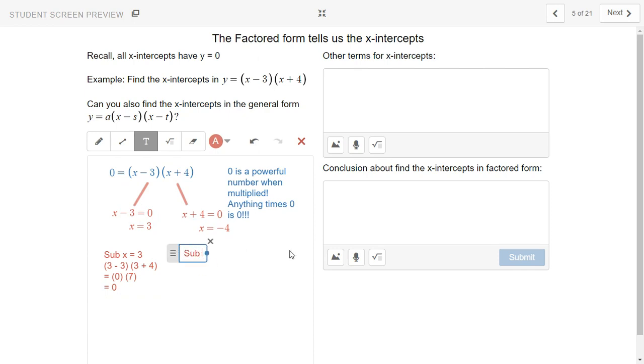Let's do it for the other one, just to prove it. When I substitute x is equal to negative 4 into the equation, I would have negative 4 minus 3 times negative 4 plus 4. So that equals negative 7 times 0. And negative 7 times 0 also gives me 0. So this one has given us two answers. And each of these answers are the x-intercepts. So my first coordinate of the x-intercept, 3 and 0. Second coordinate of the x-intercept is negative 4 and 0.